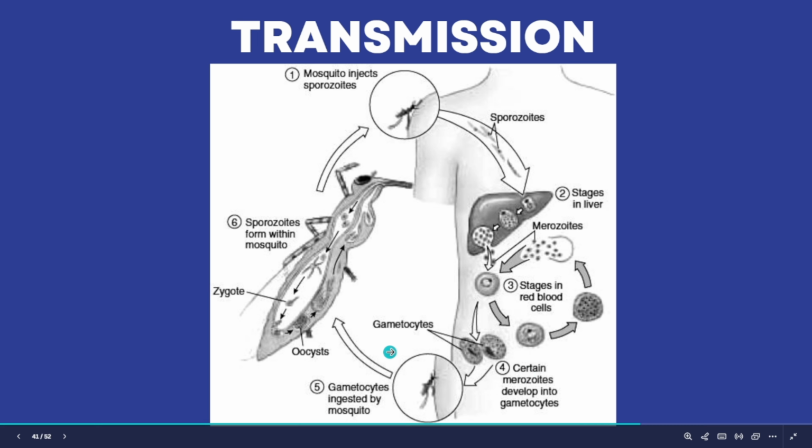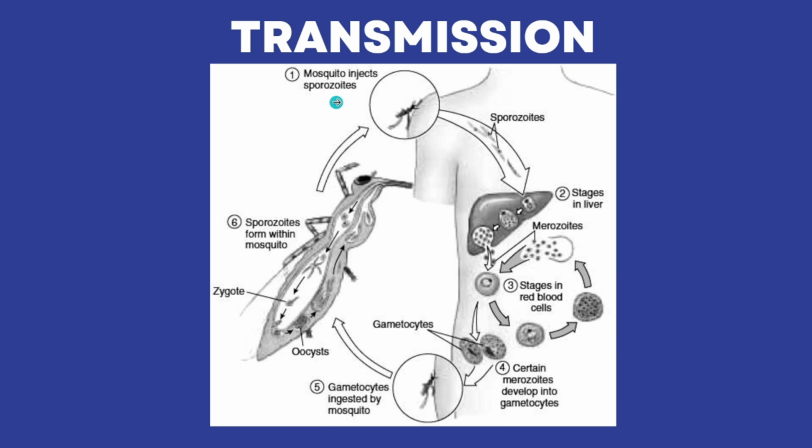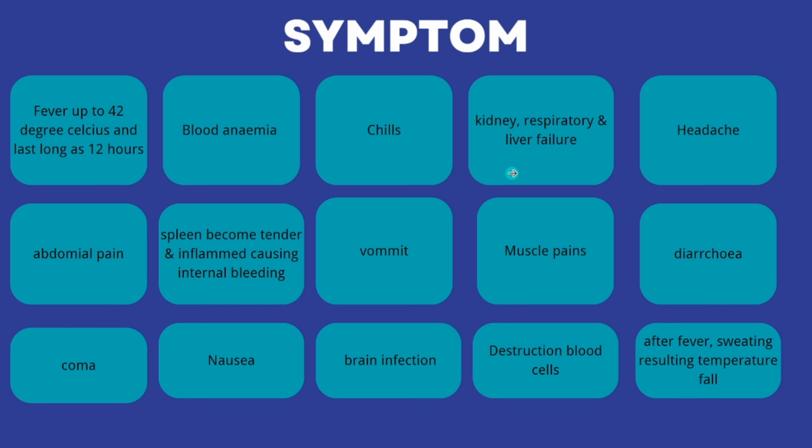And this gametocyte will be taken up by another mosquito. And then after that, it will develop into male and female gametes in the mosquito body, the mosquito midgut. And then form a zygote, and this zygote will undergo meiosis to form sporozoites. Then the sporozoites will go to the salivary gland and prepare to be transmitted to another uninfected person by biting them. So that's all about the transmission and development of malaria. Okay, so this is a symptom of malaria.